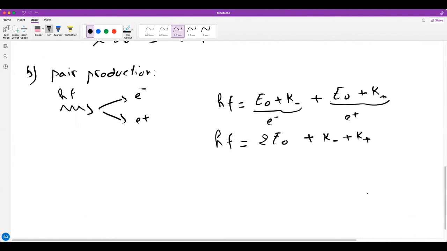Now the minimum energy required is to produce the two rest energies. So this means that is to produce the electron and positron with kinetic energy equal to 0. So the photon must have at least 2 times E0, which means 2 times 0.511 MeV.